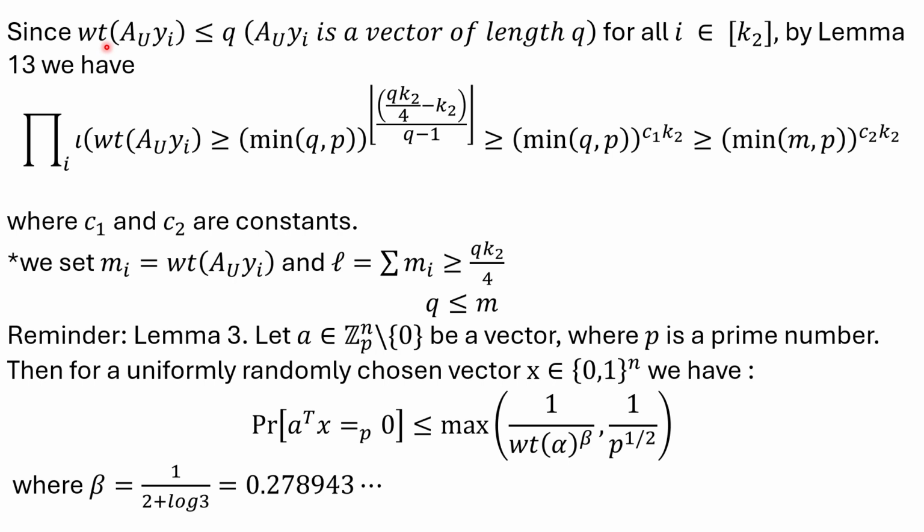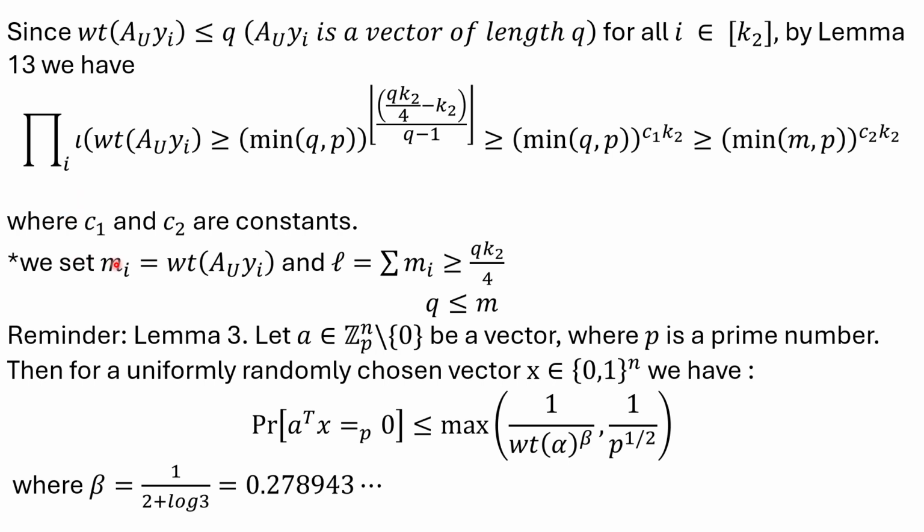Since the weight of AU Yi is less than or equal to Q, since AU Yi is a vector of length Q, for all i which belong to 1 to k2, by lemma 13 we have, if we go over the product of each L of the weight AU Yi, this is greater than or equal to the minimum of Q, p, to the power of Qk2 divided by 4 minus k2 divided by kQ minus 1.